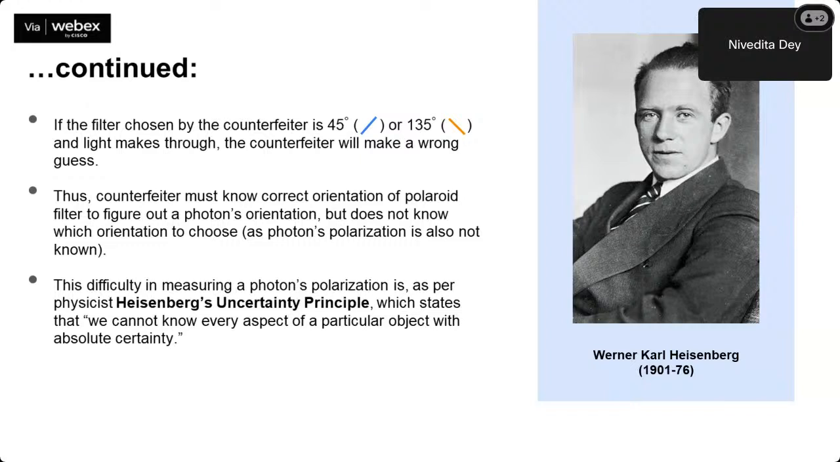Okay. So thus, the counterfeiter must know the correct orientation of the Polaroid filter to figure out a photon's orientation, but does not know which orientation to choose, as the photon's polarization is also not known to us. Okay. And the difficulty in measuring a photon's polarization is, as per the physicist Heisenberg's uncertainty principle, which states that we cannot know every quantum aspect of a particular object with absolute certainty.